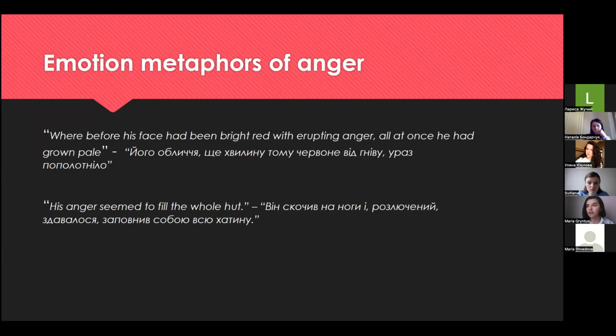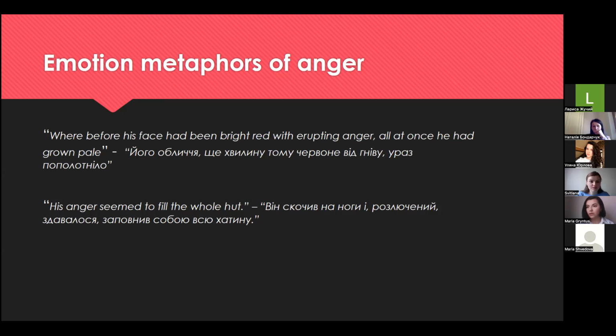In the data collected, we find the following expression illustrating this conceptual metaphor. Analyzing the examples given, we can outline that in the first sentence, the word "erupting," describing anger breaking out suddenly and dramatically, was omitted and was not interpreted in the Ukrainian translation. Thus, the deleting strategy of metaphor translation was used.